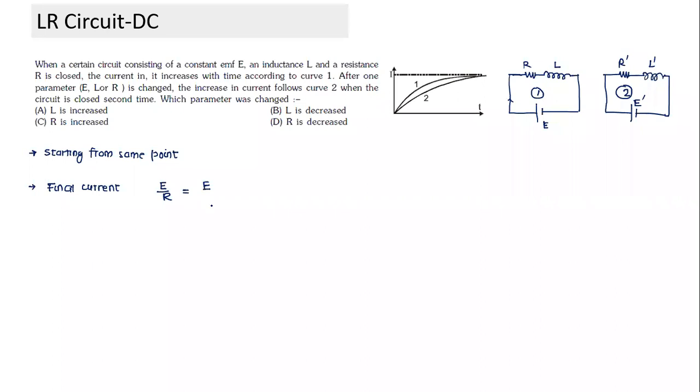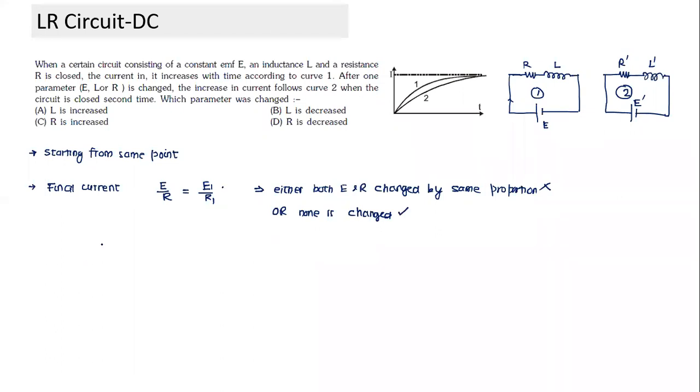What does this imply? If these two ratios are equal, either both are changed or none are changed. One cannot be changed. If the ratio is the same, it implies either both E and R are changed by the same proportion, so that only the ratio remains the same, or none is changed. This is easy to understand. And in this case, since only one has been changed, this is not possible. So the final current remaining the same implies both E and R have not been changed.